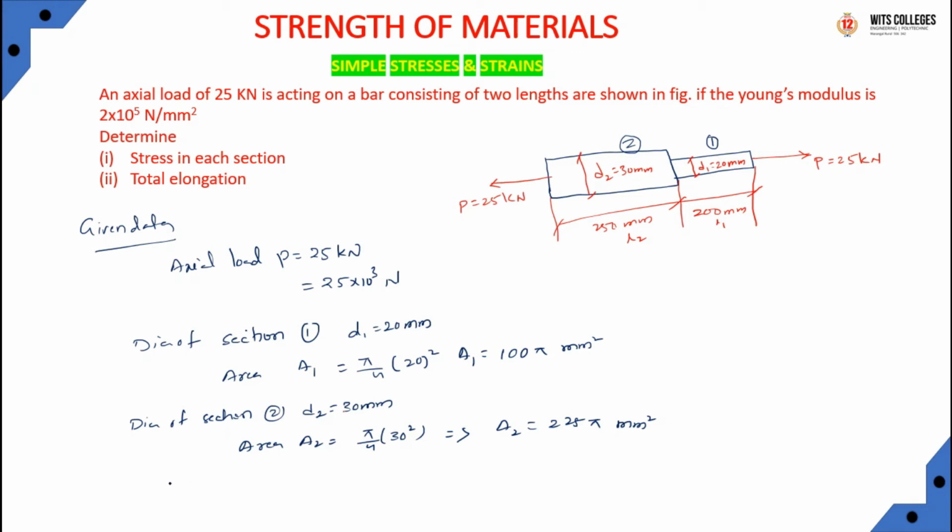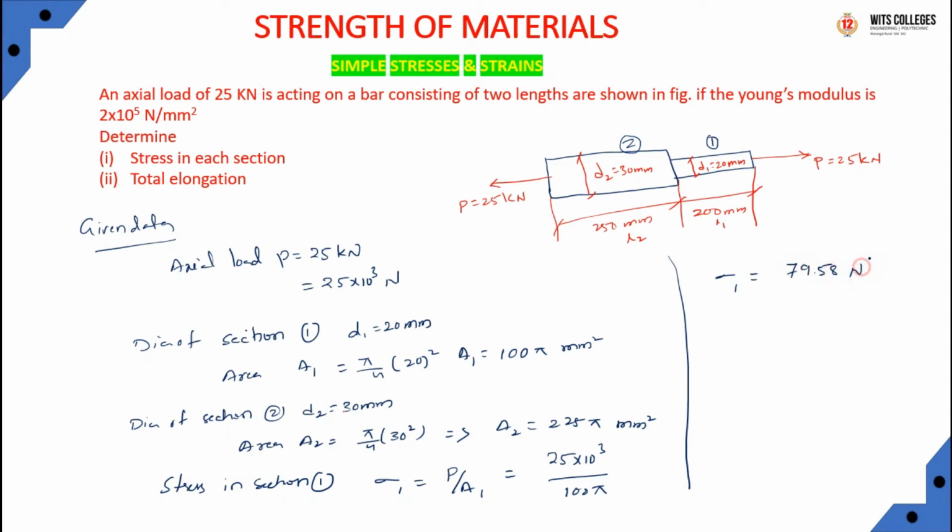First, stress in section 1, that is sigma 1 equals P by A1. What is P? 25 into 10 power 3 by 100 pi. So sigma 1 is 79.58 Newton per mm square. This is the value of sigma 1. Also we find the stress in section 2.